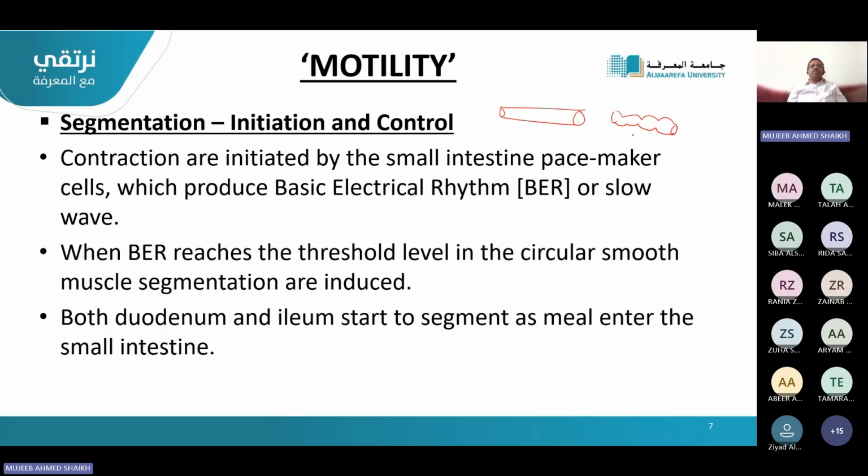What is the physiology behind this contraction? The effect is that it will increase the surface area, mix the food, and propel the food. But why does the contraction occur? It is the plexuses, the intrinsic plexuses inside the small intestine.